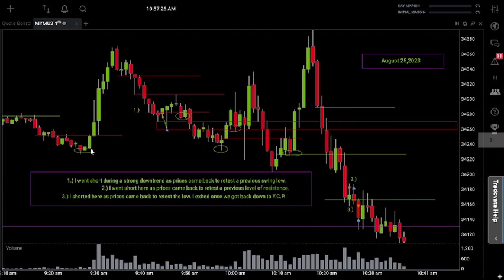So let's start from over here at the open at 9:30. As soon as the market opened, we had a strong rally to the upside, came all the way back up to 34,360. But from that point, we did form a lower high, and then we just continued moving down throughout this entire swing.